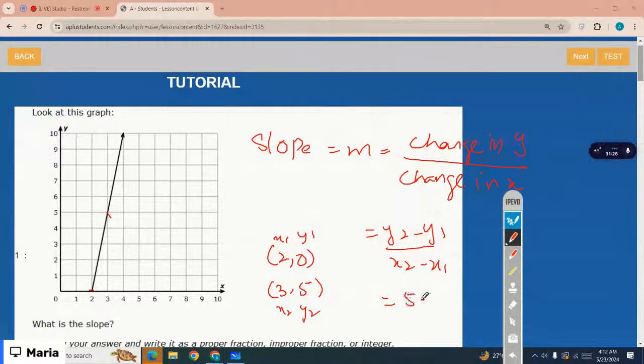y2 minus y1, 5 minus 0. This is y2. This is y1. x2 minus x1, 3 minus 2. That is 5 divided by 1. So the slope is 5. The correct option is 5. Got it?